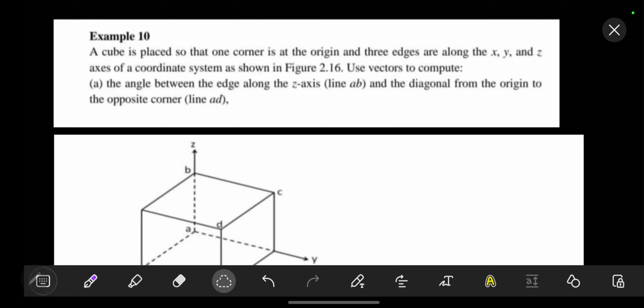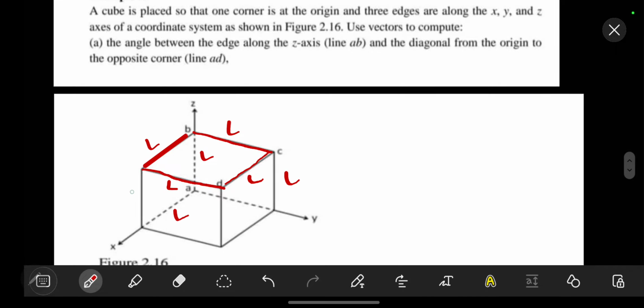So firstly, if this is a cube, automatically this side will be your L. Let's say the size of this side is L. Automatically, the other side, which is this one, will also be L, and this one will also be L, because a cube has got equal sides. So each and every side will just be L.